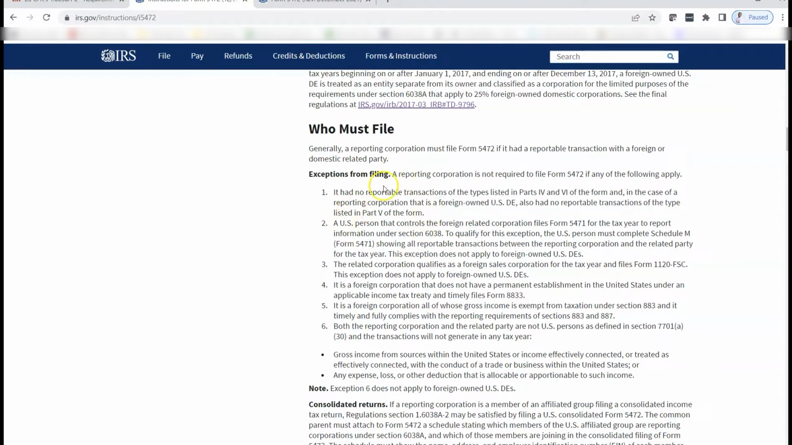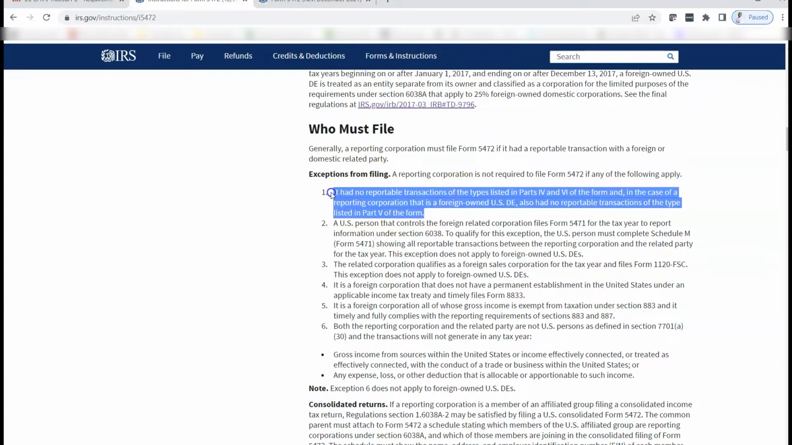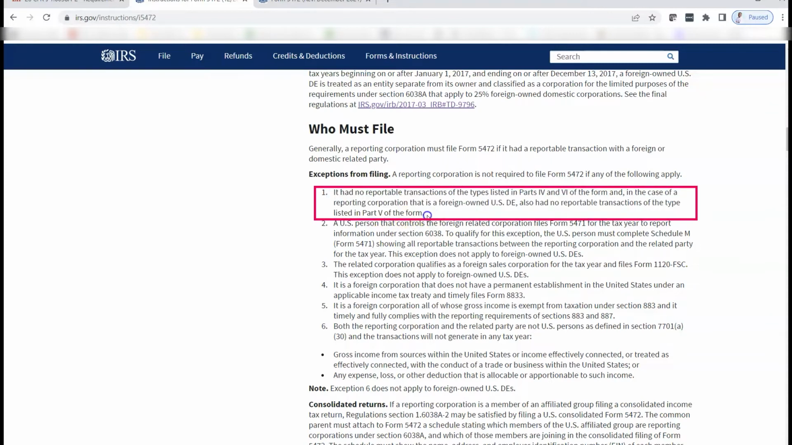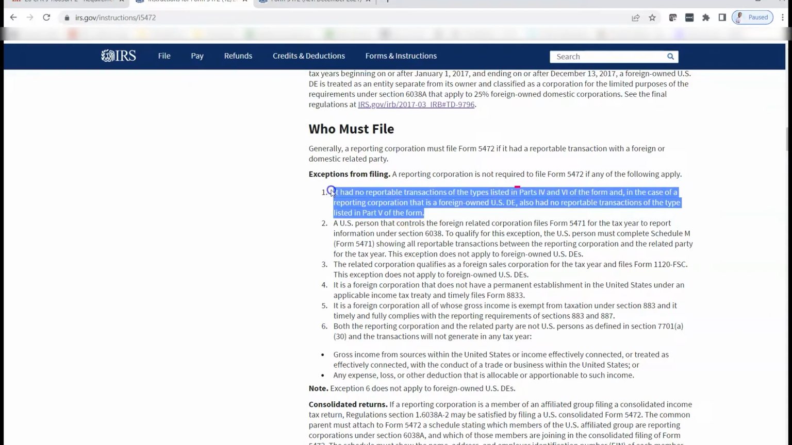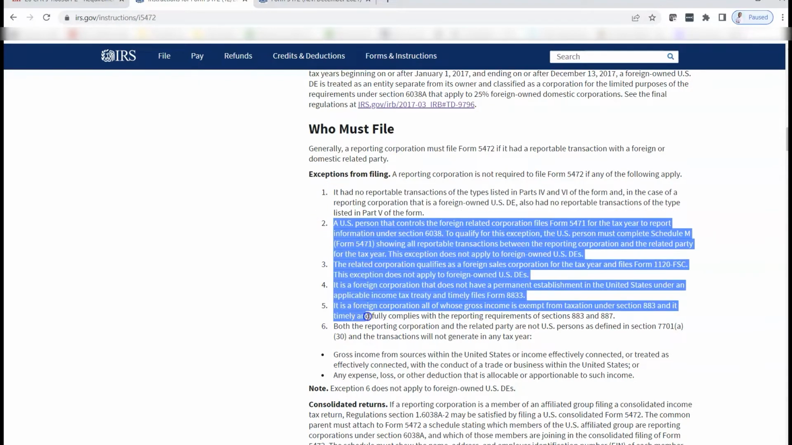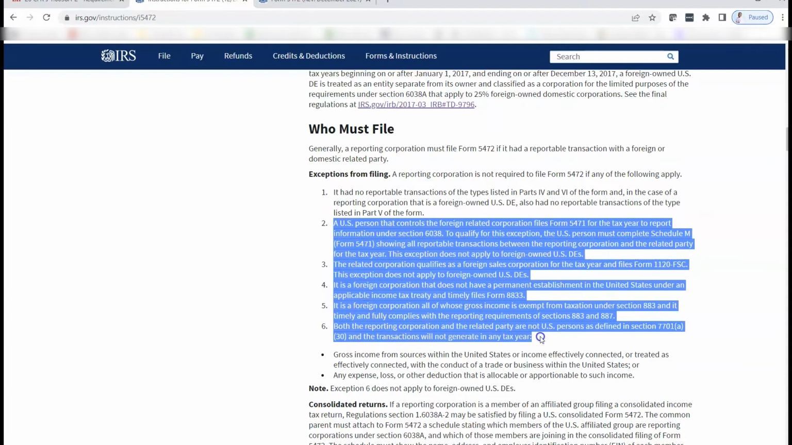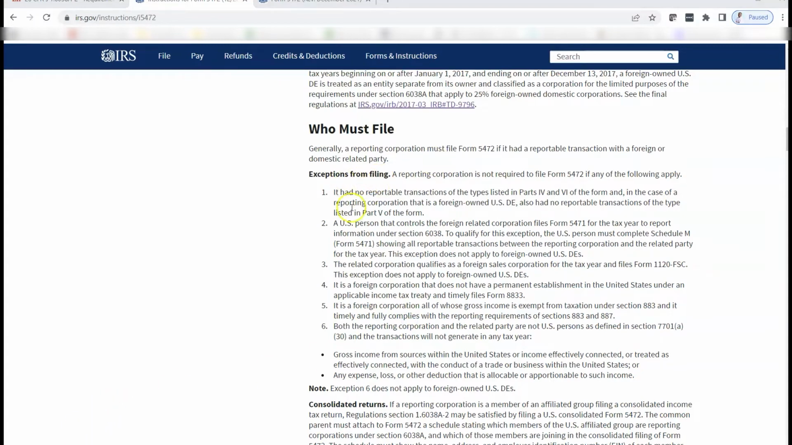Within these exceptions, the IRS provides 6 unique exceptions that one can use to exempt themselves from this filing. The only exception that we're going to take a look at is exception 1, because that generally applies to a foreign-owned U.S. single-member LLC. The rest of the exceptions do not apply to U.S. single-member LLCs or disregarded entities, so we're not going to waste time on that. So let's take a look at the exception.